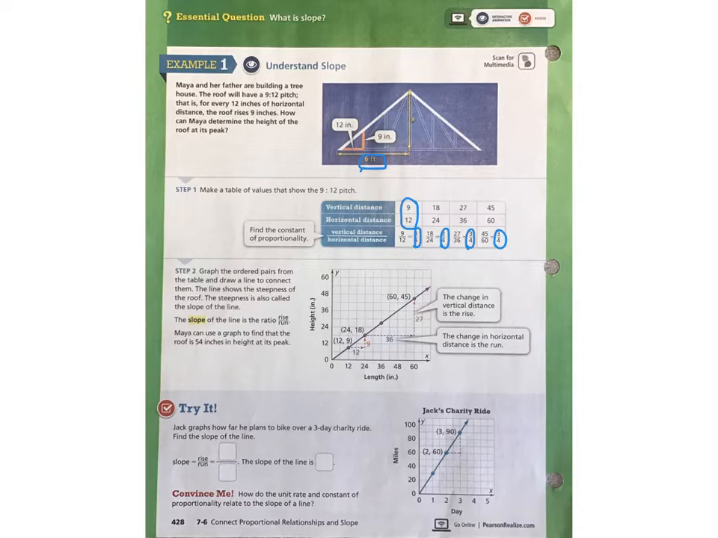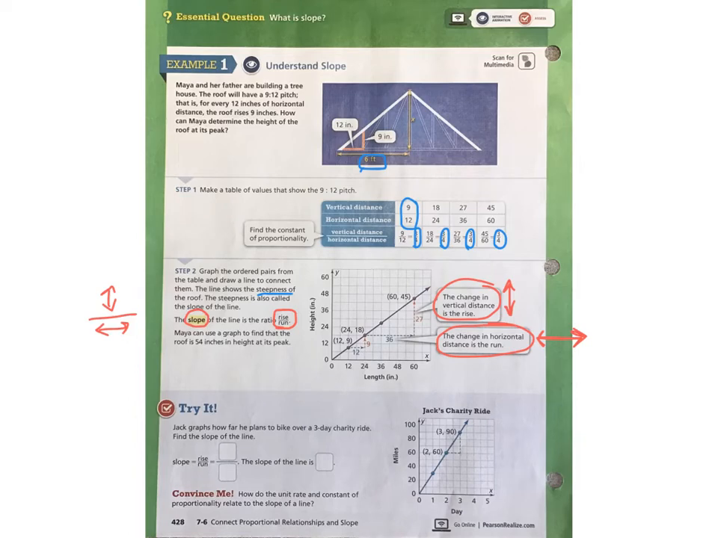Step 2 tells us to graph the ordered pairs from the table and draw a line to connect them. The line shows the steepness of the roof. The steepness is also called the slope. The slope of a line is a ratio that describes the rise, or that vertical distance, as it is compared to the horizontal distance. So the rise is the change in the vertical distance, whereas the run is the change in the horizontal distance. So it's always how high does it move up or down compared to how far does it move from left to right.